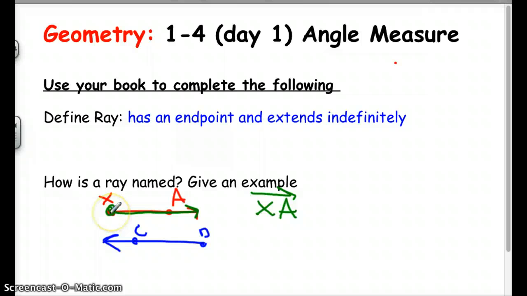In my second example, I have it going to the left. You still start with the endpoint D and it's going over C, so it's called ray DC, and so that ray is always pointing towards the right.